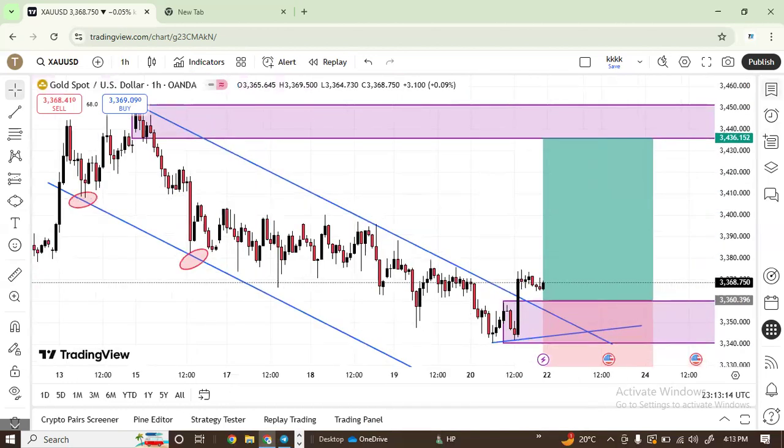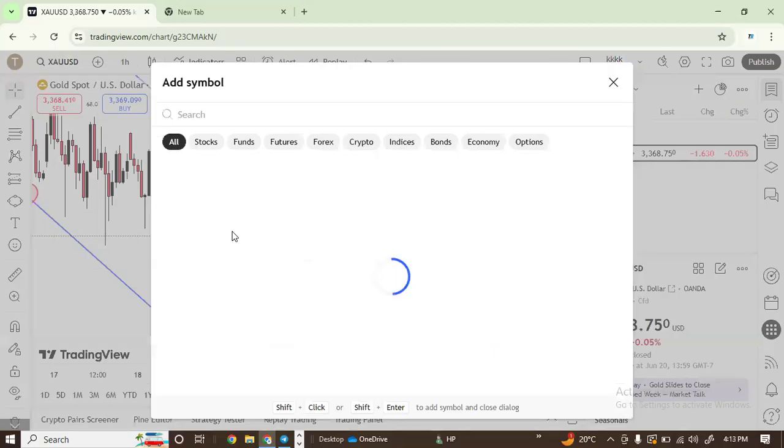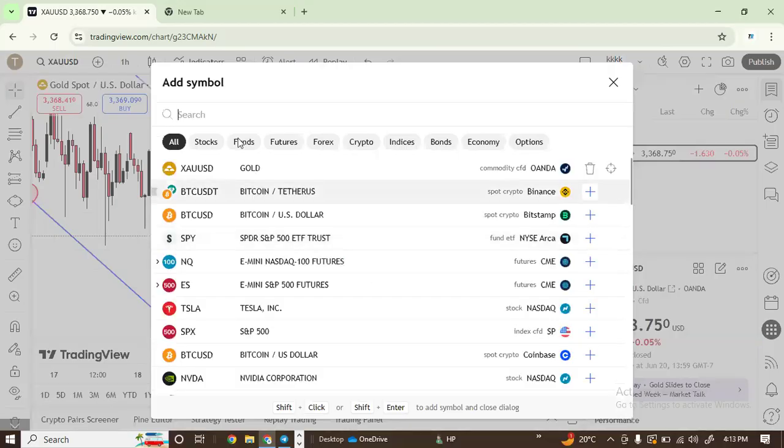So I think let's do it. Let's do another pair. Let's look for another pair so that we can make it clearer. So let's look for BTC.